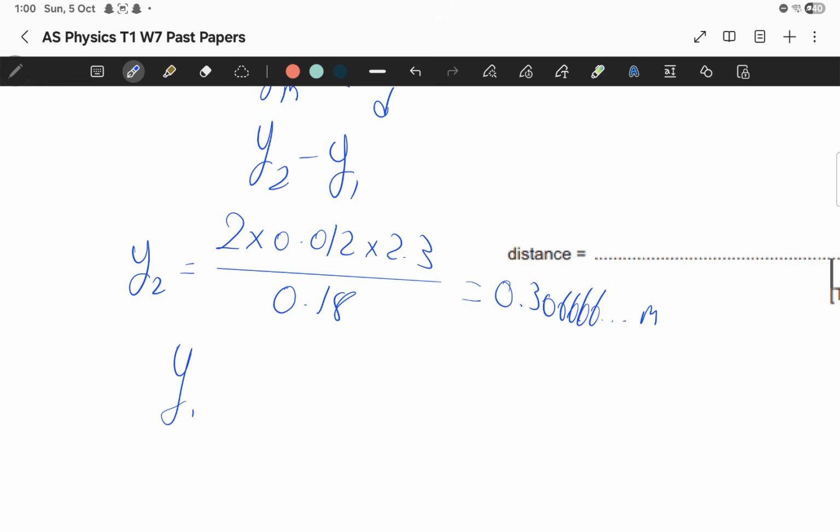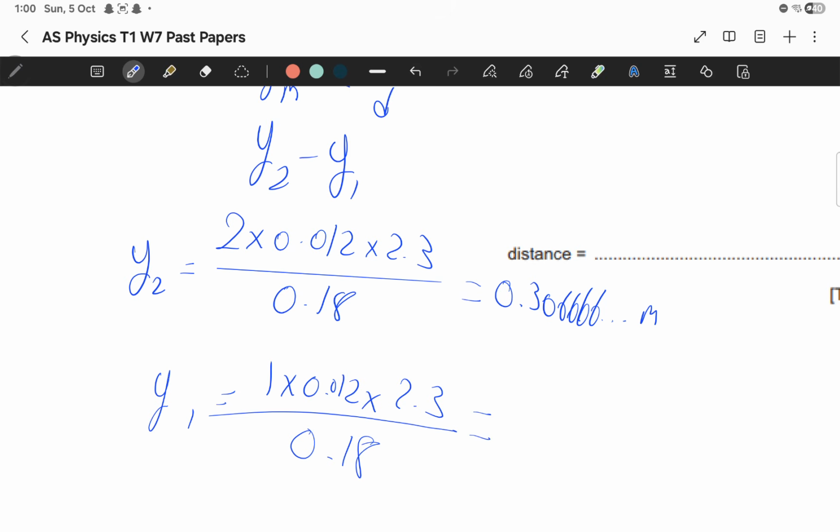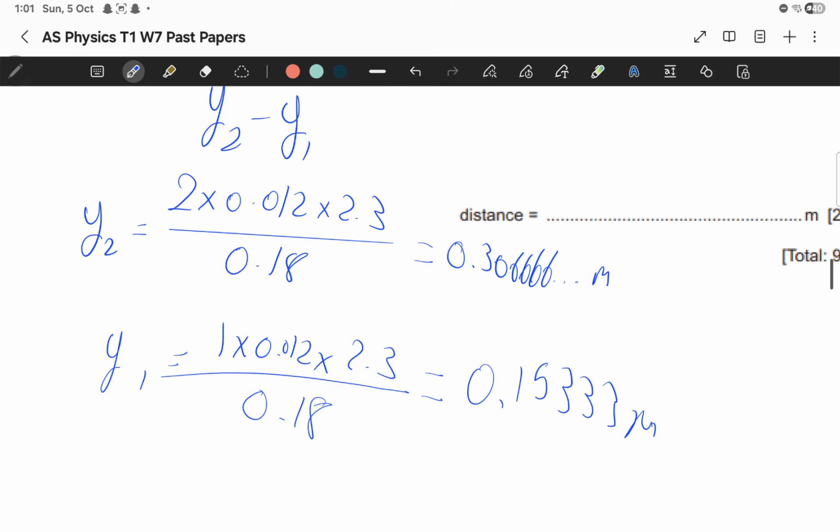Now, y1 is equal to 1 times 0.12 times 0.012 minus 2.3, or sorry, times 2.3 over 0.18. So this is gonna equal to 0.15333 meters. Subtract the two, so 0.36666 minus 0.15, minus the answer, just to be careful.